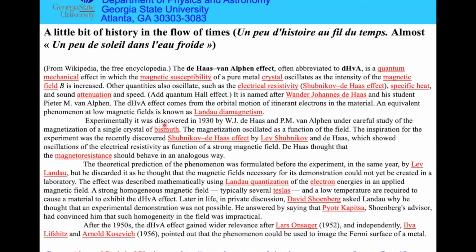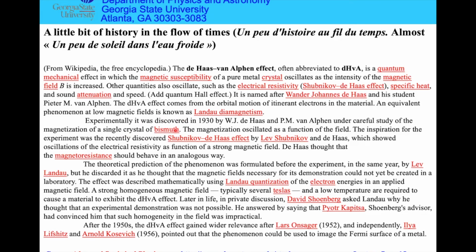Experimentally, the dHvA effect was discovered in 1930 by De Haas and Van Alphen, who carefully studied the magnetization of a single crystal of bismuth. A single crystal is important because if you look carefully at the whole derivation, it depends on the momenta of the electrons involved in the calculation. While the Fermi energy is fixed, the specific momenta depend on the dispersion of electrons in the crystal. It can be very complicated.